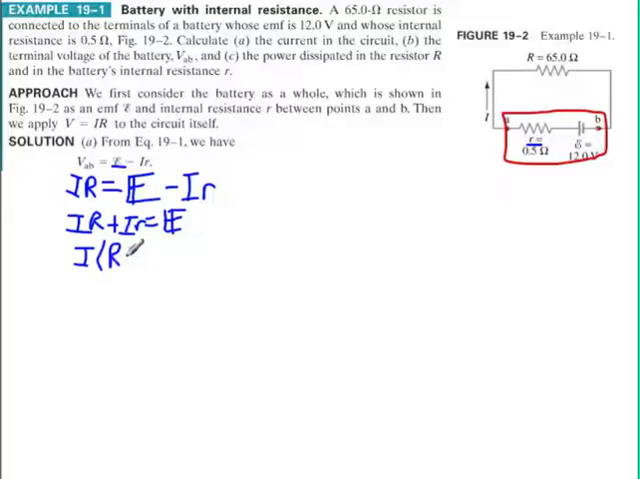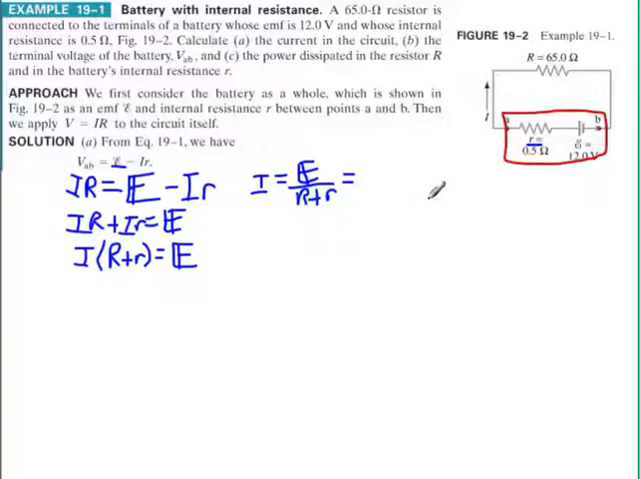So I have just the current, so it's the big resistance plus that little internal resistance from the battery. And then we've got the idealized electromotive force over there. So in other words, the current is going to be that electromotive force from the source, from the battery, divided by the sum of the two resistances.